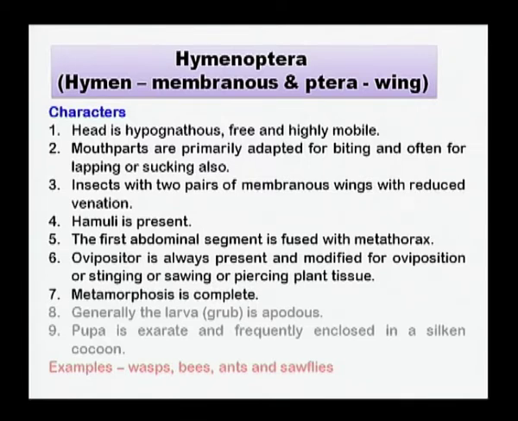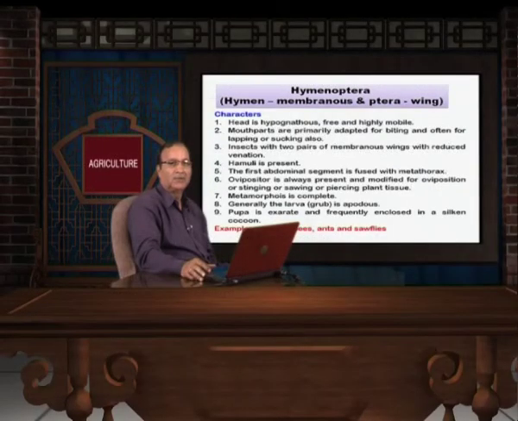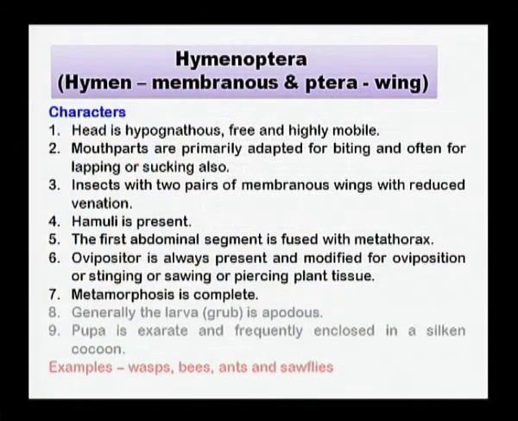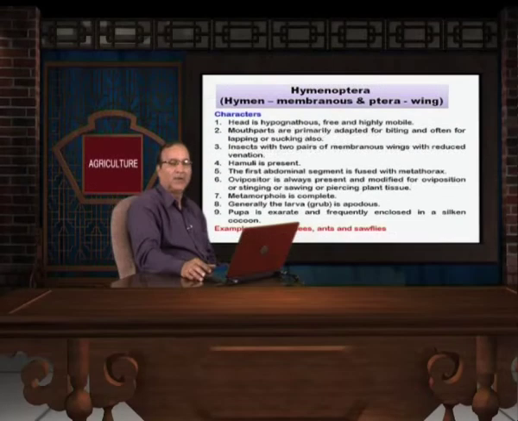Metamorphosis is complete. It means all the four stages, that is egg, larva, pupa and adult, can be seen. That's why the changes can be seen very easily in the different stages of the life cycle. The larva is generally known as a grub, and the characteristic feature of a grub is that it possesses thoracic legs only and no abdominal legs are present.